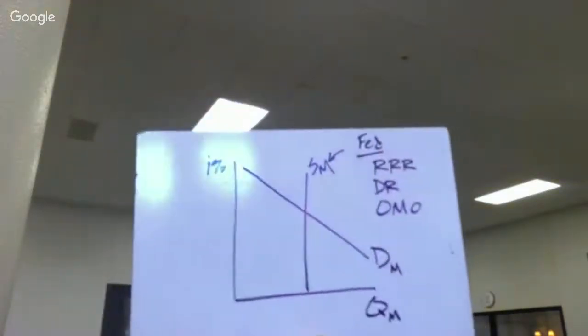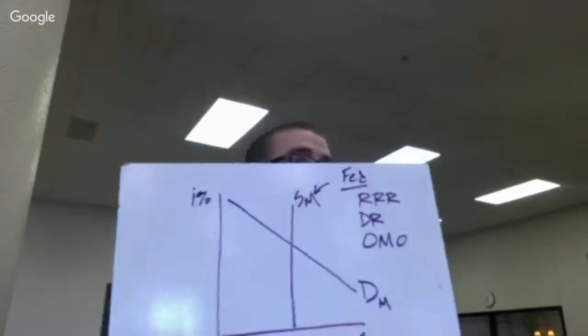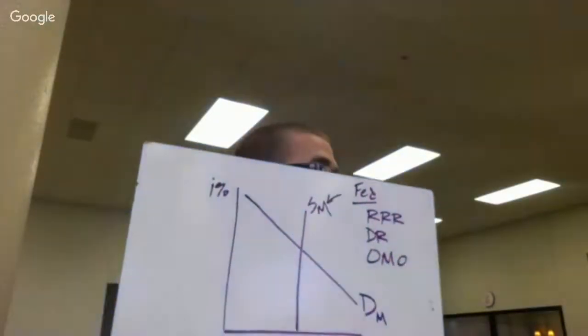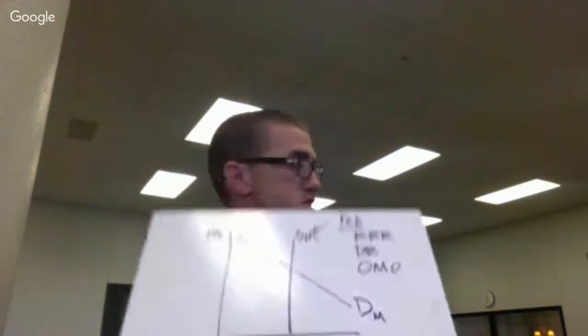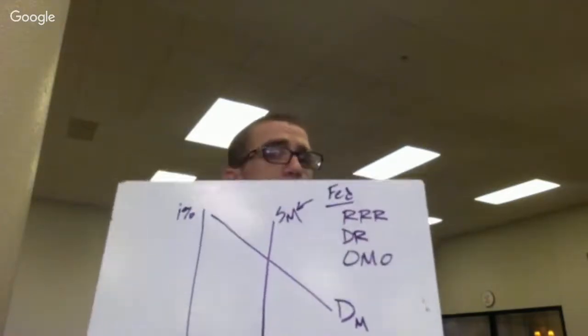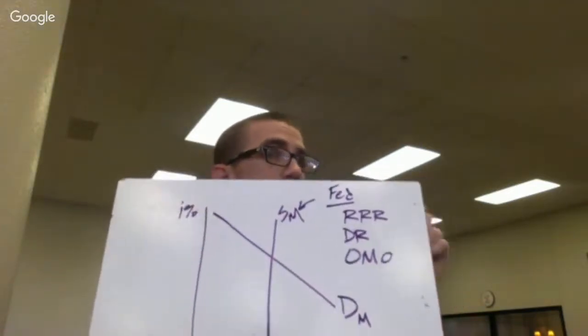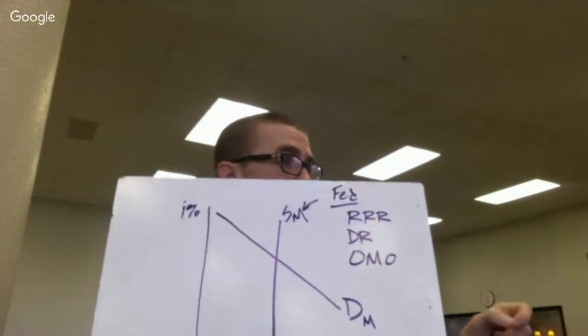All right, so the Fed can change the required reserve ratio, the discount rate, and conduct open market operations. Let's talk about what each of those are. The discount rate is the interest rate that the Federal Reserve charges banks for overnight loans.